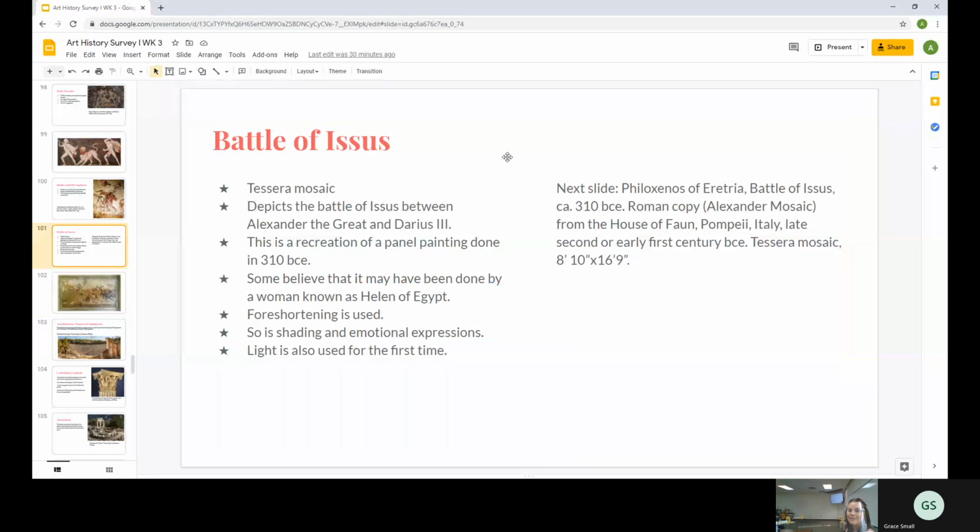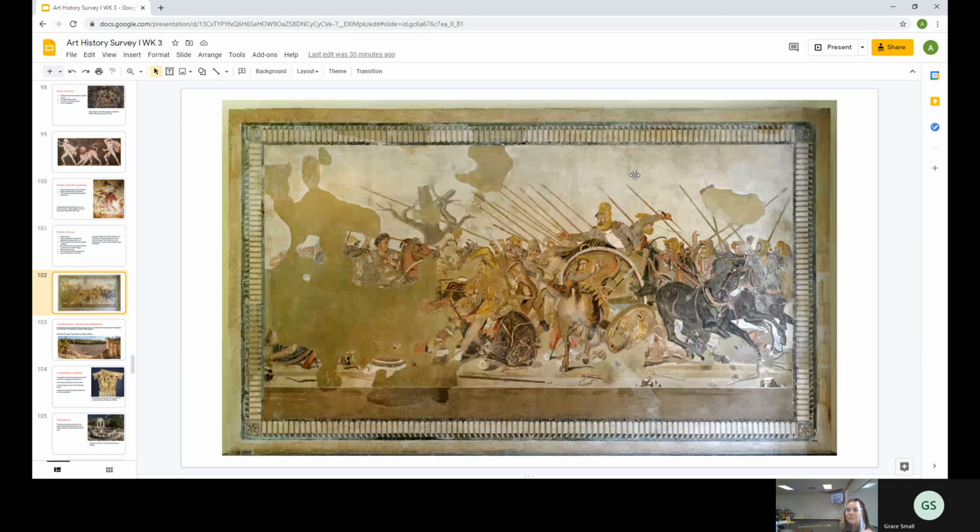Other people think it's done by this guy, Philoxenos of Eretria. We don't know who did it. But this is what's left of that mosaic, which once again is done in small glass tiles. Here's Alexander the Great on his horseback. He is not staring at us, not paying any attention to us. We are watching a narrative unfold.